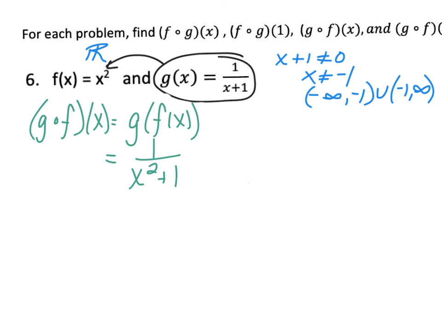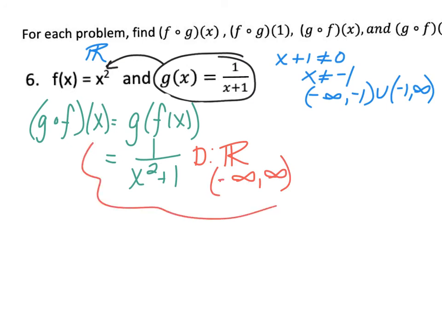So my original function, or my inside function, had all real numbers. Now I do have a fraction, so I've got to consider, is there anything that's going to break the domain, anything that will cause my denominator to become 0. Well, if I plug in a negative 1 here, because I'm squaring it, it's going to be positive 1, so I'm not going to have any new restrictions. So my domain here is all real numbers. You could also write that negative infinity to positive infinity.